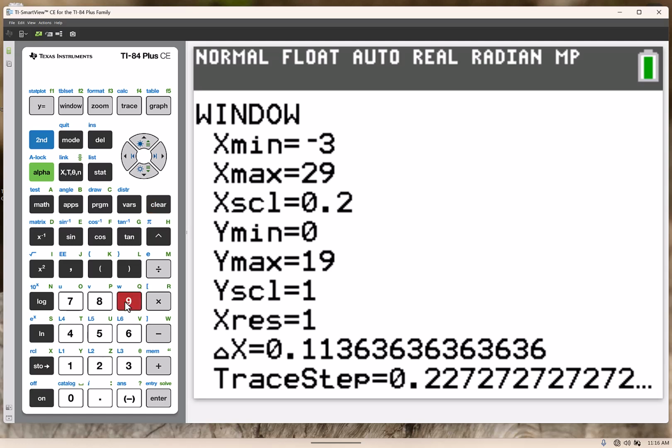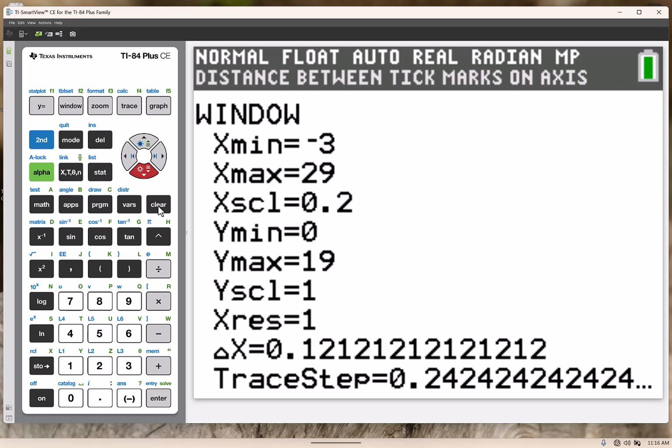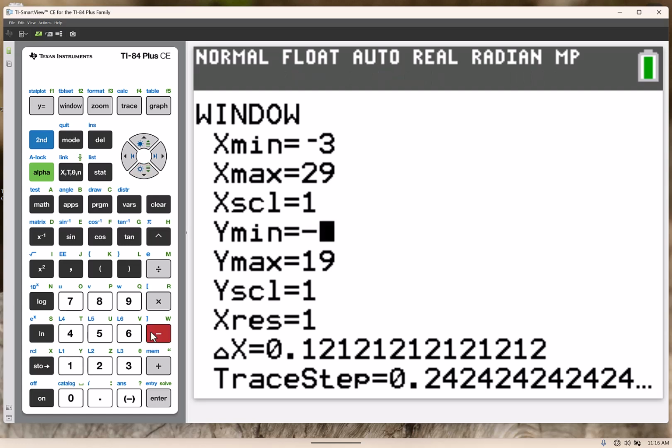X scale, make it by 1. What's the smallest Y value? So put like -4. Perfect. And then go to Y max. What's the biggest Y value? 7. So go like to 8. Okay, push graph.